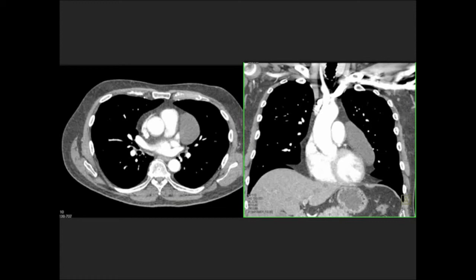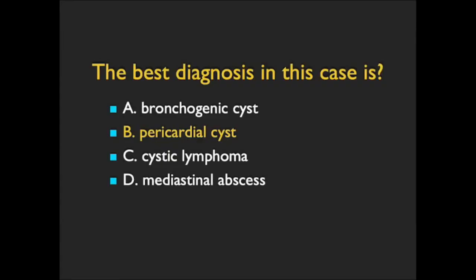Could it be an abscess? Well, it's water density, no air bubbles, no inflammation, so that would be unlikely. The best diagnosis, and what this was, a pericardial cyst. Usually pericardial cysts are anterior at the cardiophrenic angle on the right, but they can occur on the left. They can occur in this location, and this was a pericardial cyst.